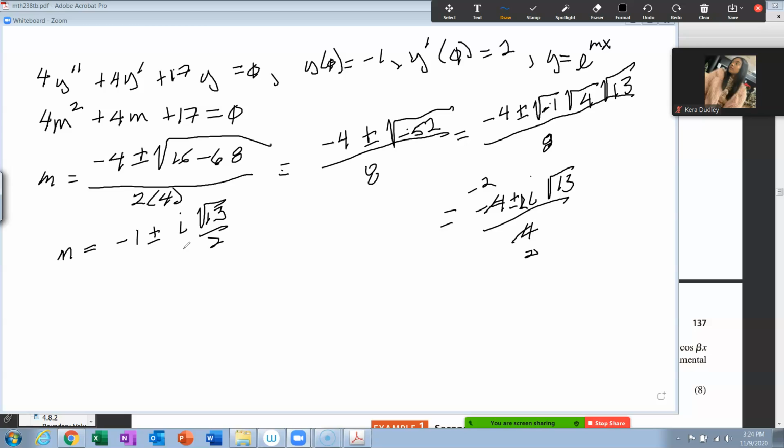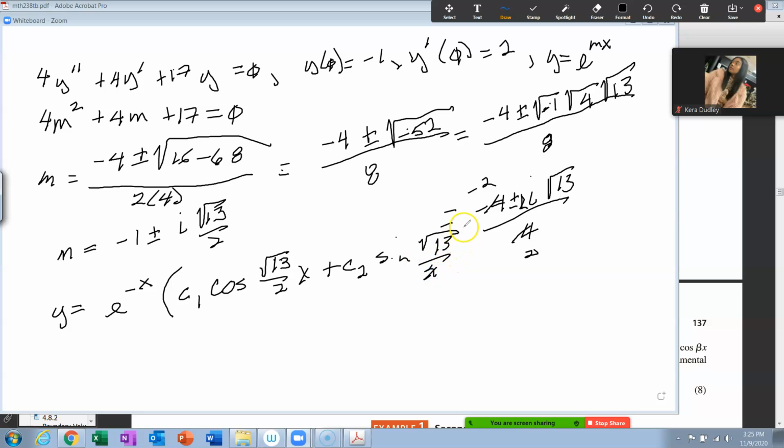Okay, now that's sort of an awkward way to write it, but that's okay. So what does that give you for your solutions? Okay, y is equal to, well, here's the alpha part, that's e to the minus x, times c1 cosine of the imaginary part, the square root of 13 halves times x plus c2 times the sine of the square root of 13 x. Why did I put it down? 13 halves x. Goodness gracious.